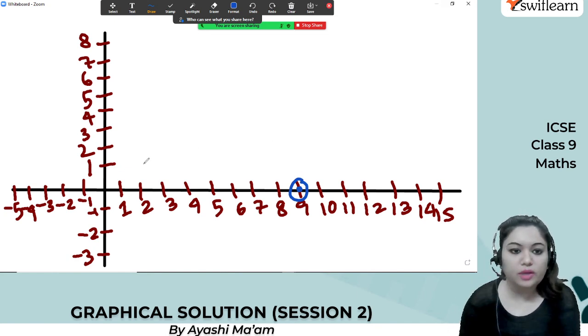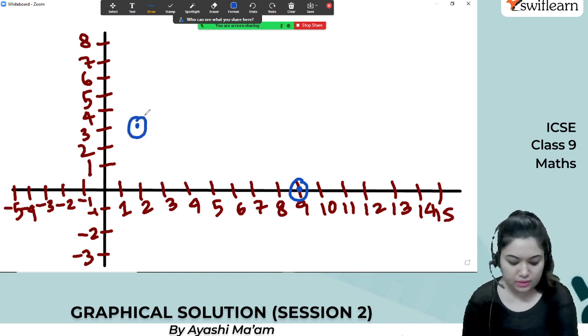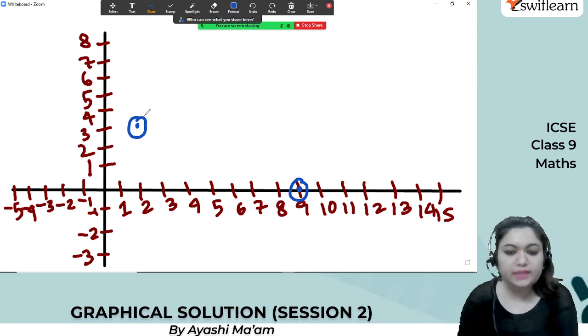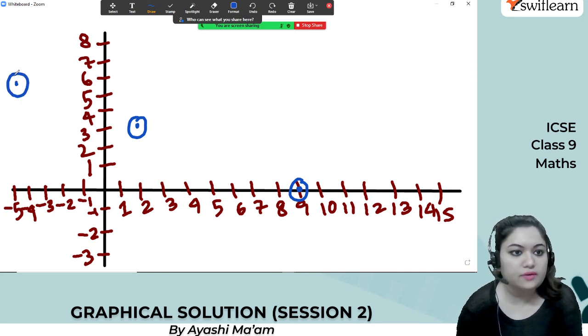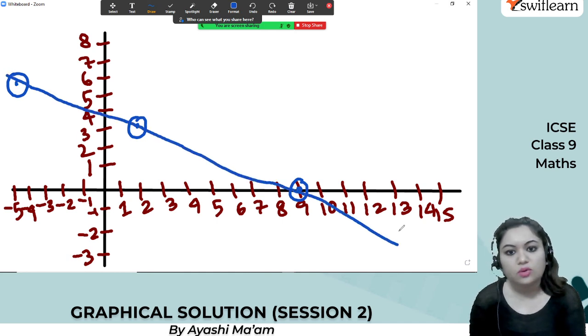Next point is 2, 3. So 2 on the x-axis and 3. So 2, 3, like this. And another point is -5, 6. So here, right? So we will get one straight line like this over here.